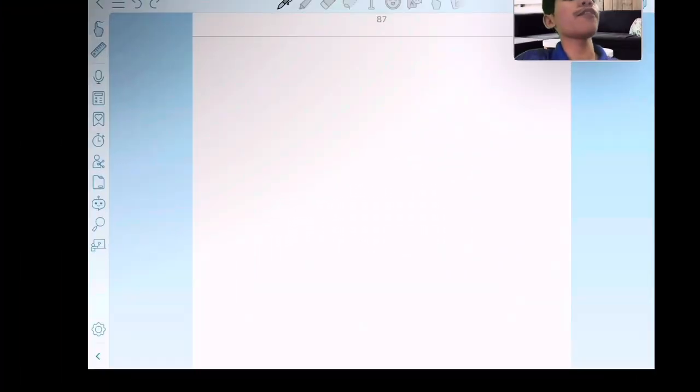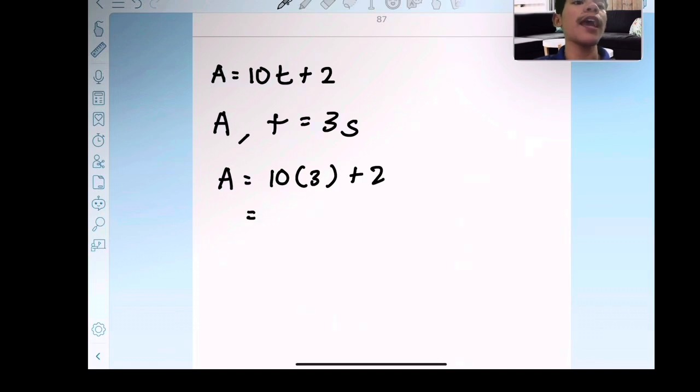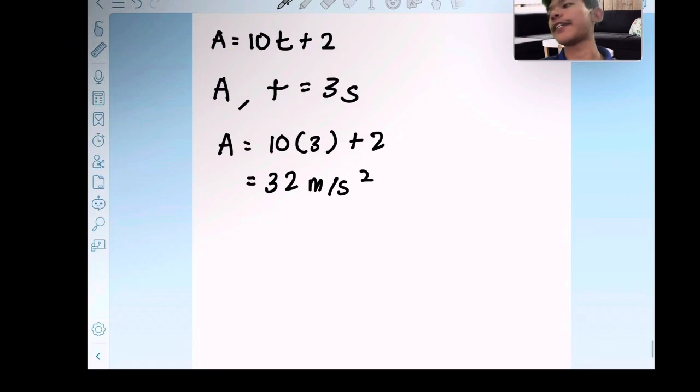So for Taufik, we have got the equation of acceleration, which is a equals 10t plus 2. I want to know what the acceleration of Taufik is when t is equal to 3 seconds. We just have to substitute into the equation, where a equals 10 times 3 plus 2, and it will be 32 meters per second squared. So this is the acceleration of Taufik at 3 seconds.